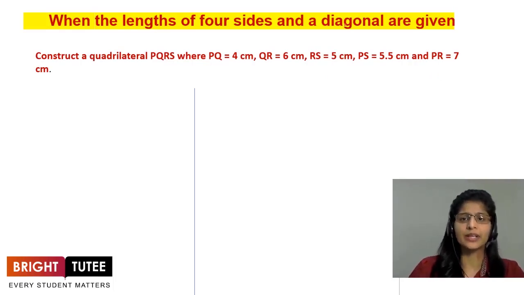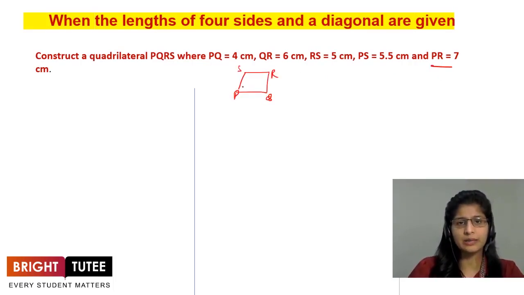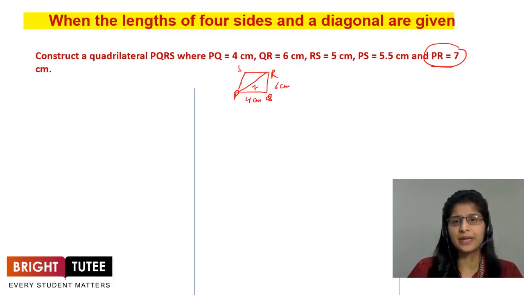We will start with the diagonal, that is PR. If PQRS is a quadrilateral, then PR is the diagonal, right? So focus on PR. What you will do, just try to draw PR. Okay, and before that, just see the rough sketch. In that, PQ will be 4 cm. Okay, QR will be 6 cm. PR is 7 and PS is given as 5.5 and RS is how much? 5 cm. So it will be drawn something like this.